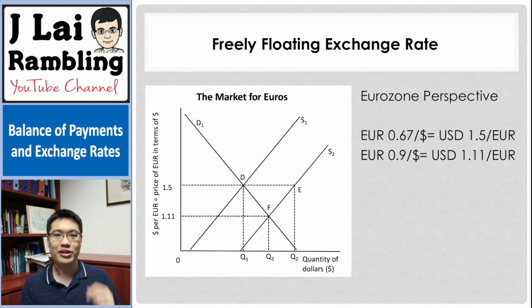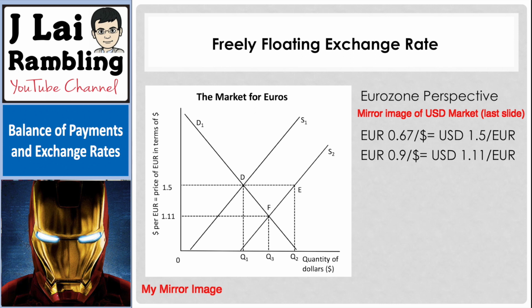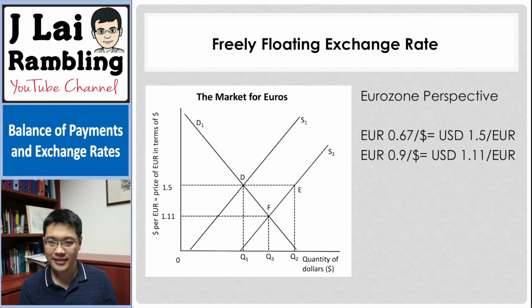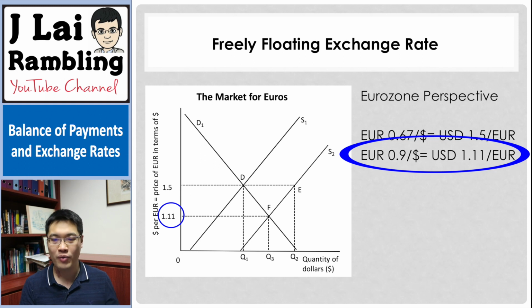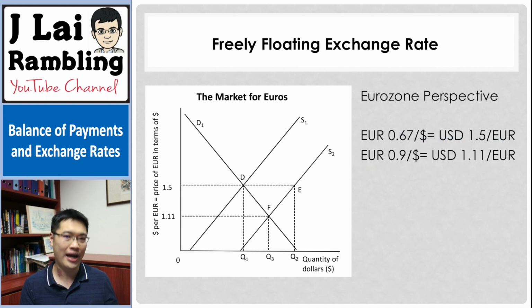Let's look at this from the Eurozone perspective. Remember, if you have watched my video on exchange rates, the market for euros in this scenario is a mirror image of the market for US dollars. 0.67 euros is basically the same as 1.5 USD per euro. Likewise, 0.9 euros per dollar equals 1.11 US dollars per euro. This is just to show you where I got these numbers from.